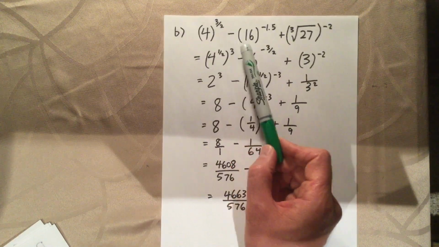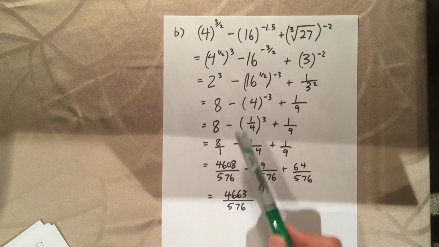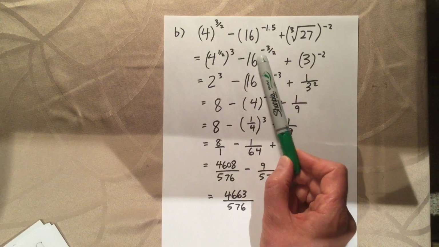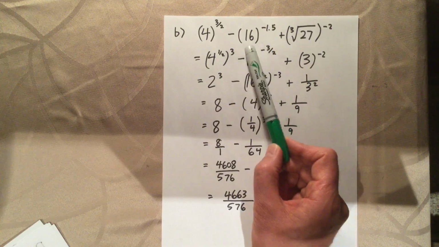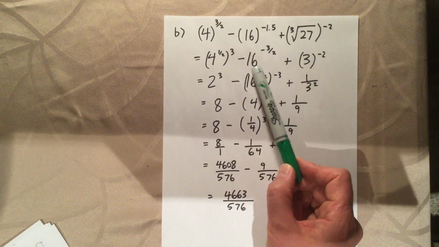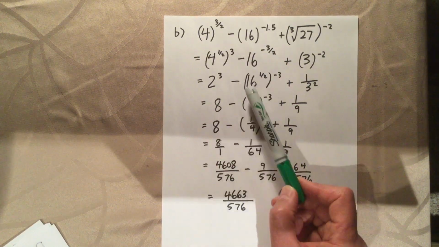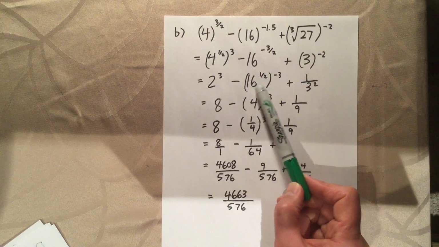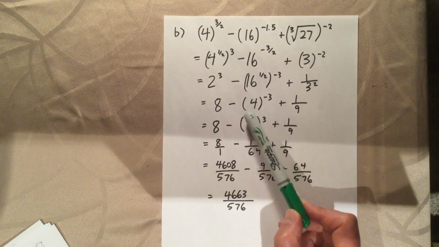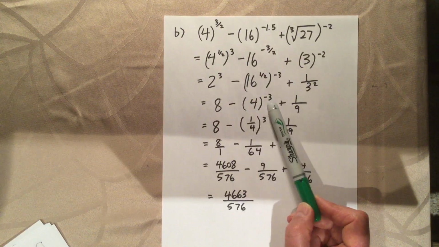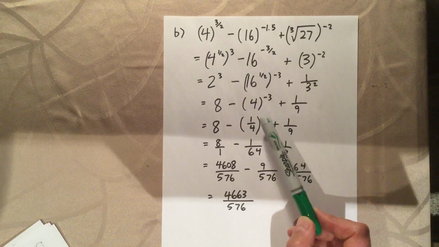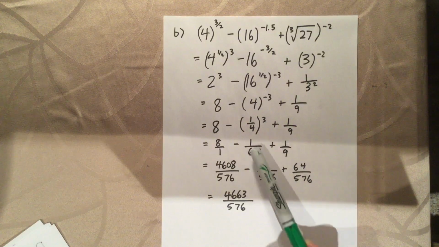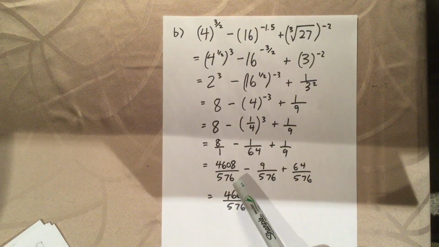Now in between, I've got 16 to the -1.5. That's like saying 16 to the -15 over 10, and 15 over 10 simplifies to 3 over 2. So 16 to the -1.5 is 16 to the -3 over 2. Well, that's the same as 16 to the 1 over 2 to the exponent -3. 16 to the 1 over 2 is equal to 4. The second root of 16 is 4, and then I raise that to the exponent -3. And that's like saying 1 over 4 to the +3. And 1 over 4 to the +3 is 1 over 64.